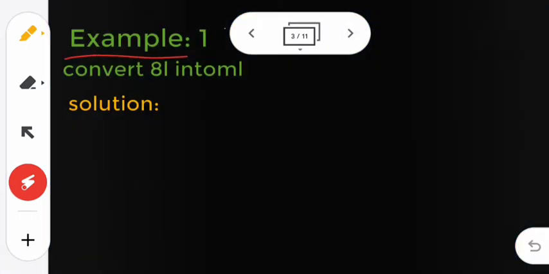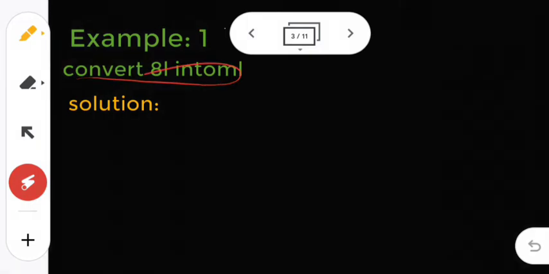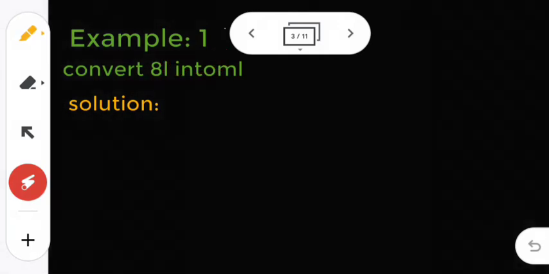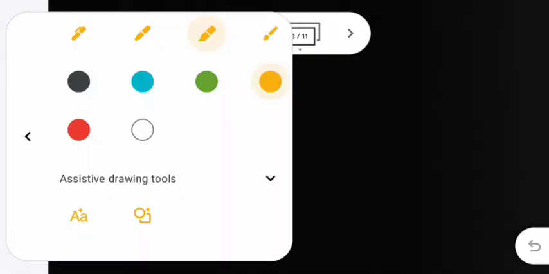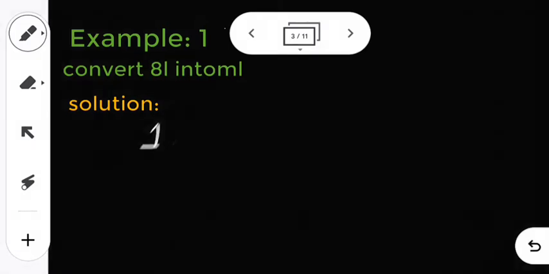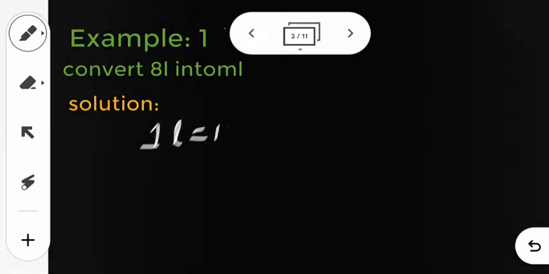Okay, here first sum, convert 8 liter into milliliter. So 8 liter it is and it is milliliter. So big one to small one, so big one to small one you have to multiply. Okay, so the formula is here liter to milliliter. So you can write 1 liter equal to 1000 milliliter. So this is the formula.